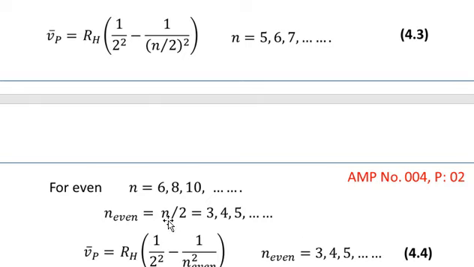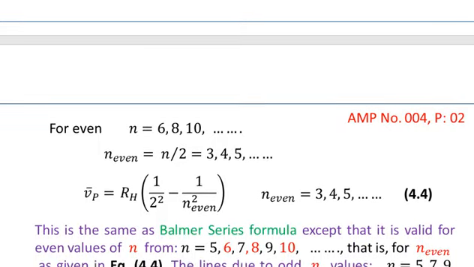So these are actually the even values from the original principal quantum number values, and I have written that as n even equal to n by 2, which is 3, 4, 5. This n even means that originally the principal quantum number had even values, and now I have taken those values as n even equal to n by 2, and then I have written these values as 3, 4, 5, and so on. Now you see that I have modified the formula given in equation number 4.3.